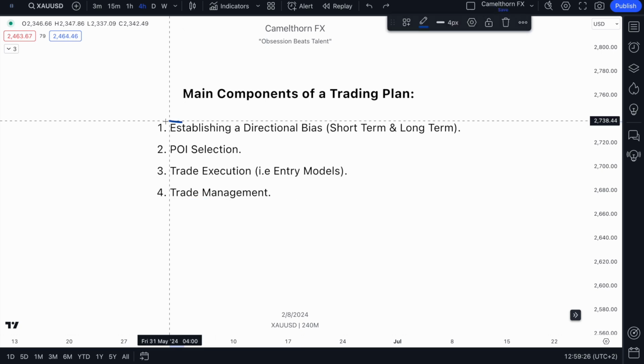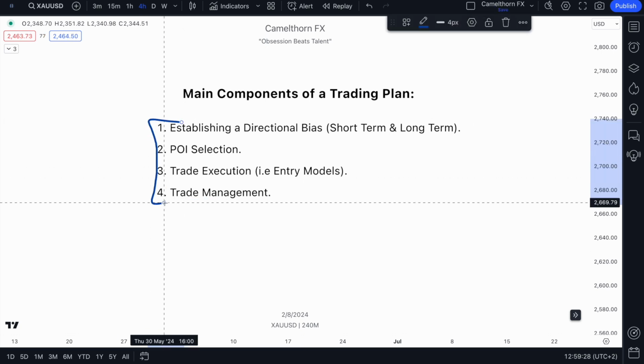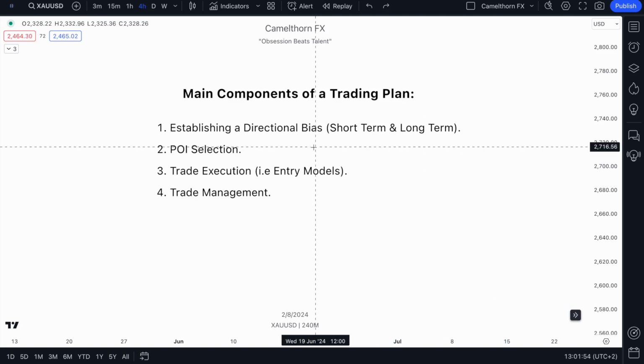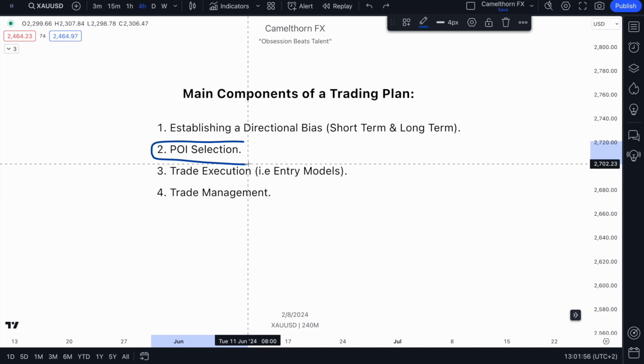And with each of these main components, as you continue to gain experience in the markets, by executing your trading plan, by executing your trading strategy, you will then be able to pick up on little nuances of the market or little characteristics of the particular pairs that you're trading that will help you refine your overall trading plan. In this particular case study on gold, I'm going to be showing you guys how you would typically go about refining your POI selection process.